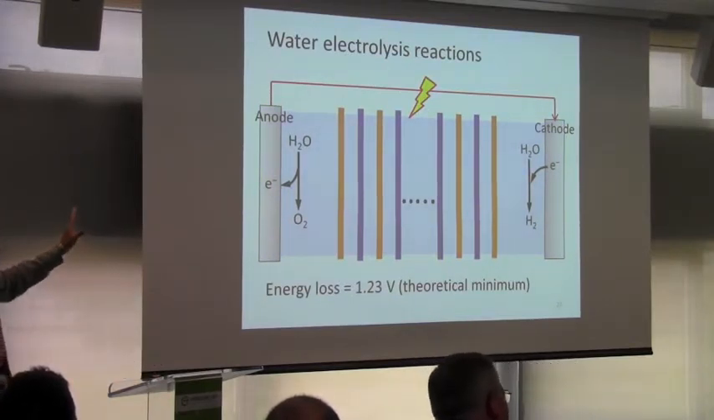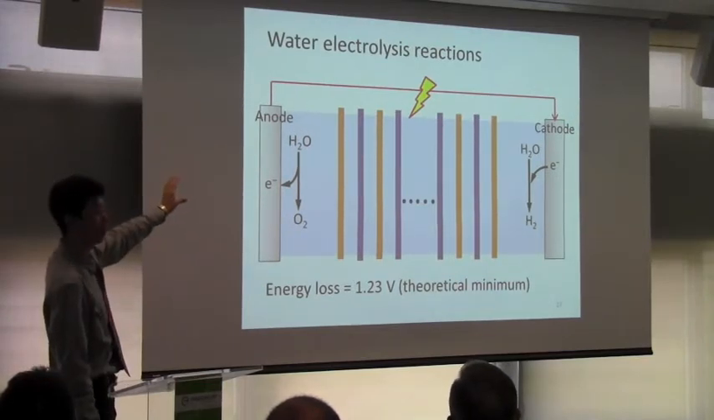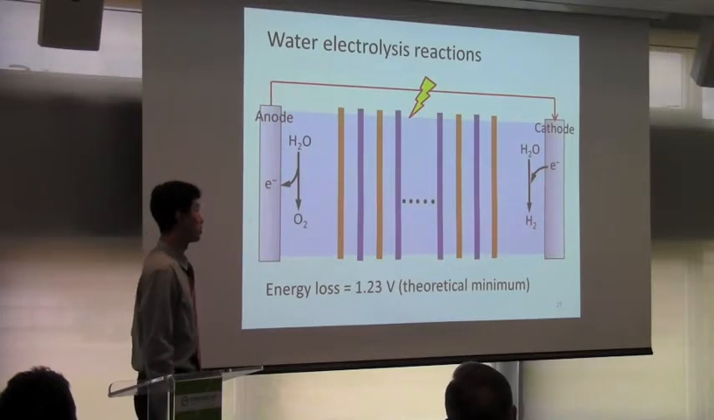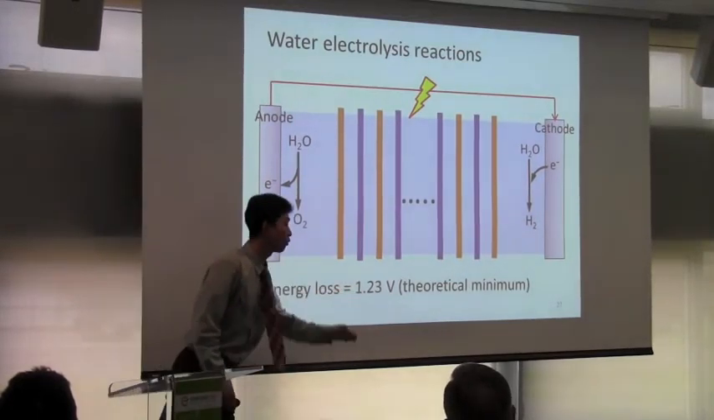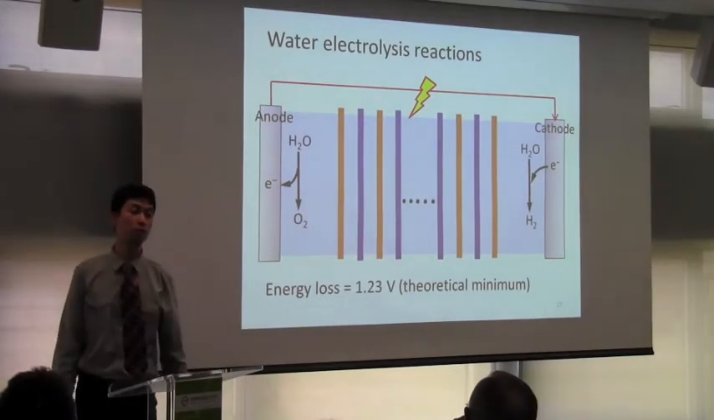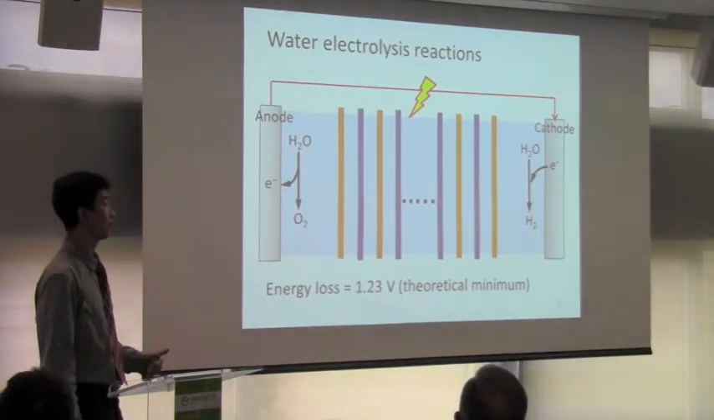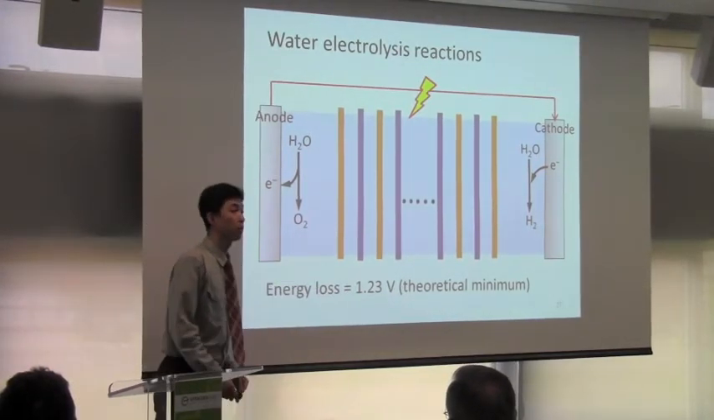Here's our RED system, reverse electrodialysis system. And we have a water electrolysis reaction at the electrode. These reactions consume 1.23 volts, and this is the theoretical minimum voltage we consume. So if you have a practical system with higher electric current, the loss will be much greater than 1.23 volts.